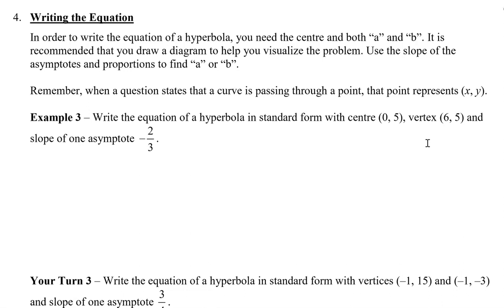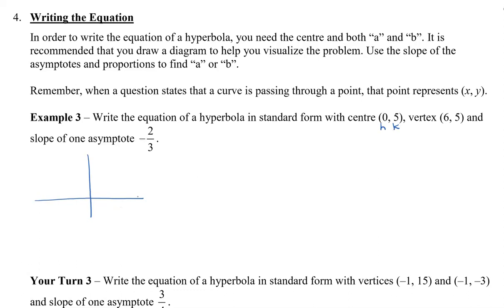So here's an example. So write the equation of a hyperbola in standard form with center 0, 5. So remember that stands for h and k. And it has a vertex of 6, 5, and a slope of one of the asymptotes is negative 2/3. All right, so let's draw a diagram to help us understand this.